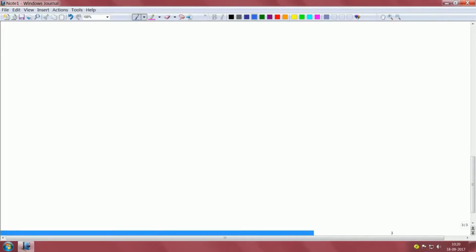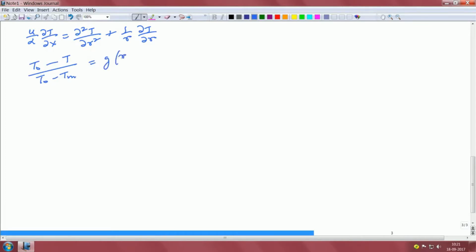Okay. If we have to do this, so u by alpha dT by dx, right. That is essentially the expression that we have. That is the energy equation. We have done it plenty number of times. So, (T naught minus T) by (T naught minus Tm), recall your definition of the fully developed temperature, right. It is G of R by R naught.